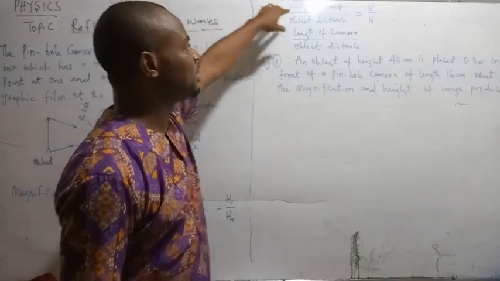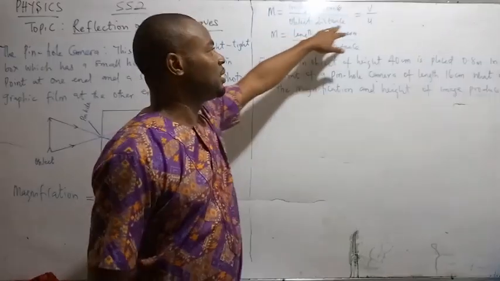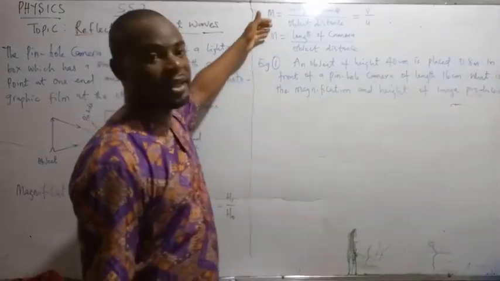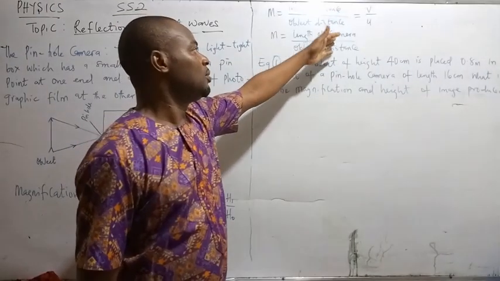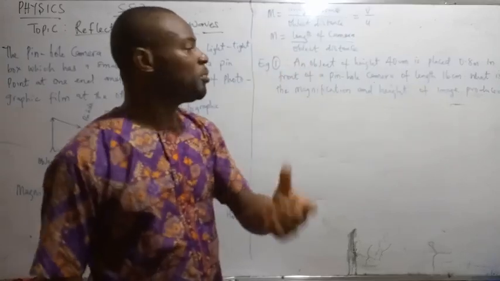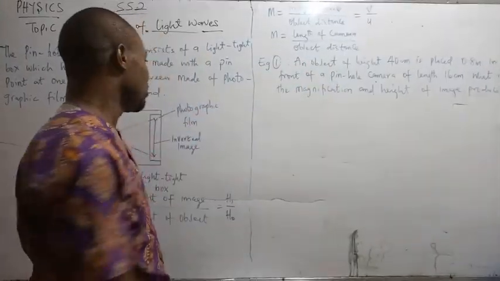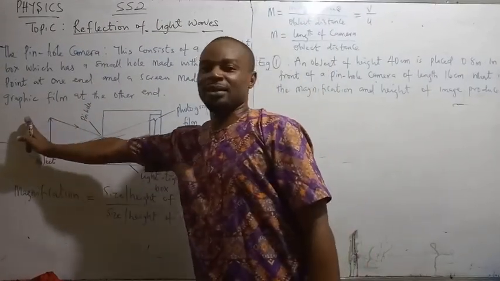This image distance is abbreviated with the letter V, while the object distance is abbreviated with the letter U. Now, the last formula here again is that magnification is also given as the length of the camera all over what? The object distance. You can agree with me that the length of the camera is the same thing as the image distance.